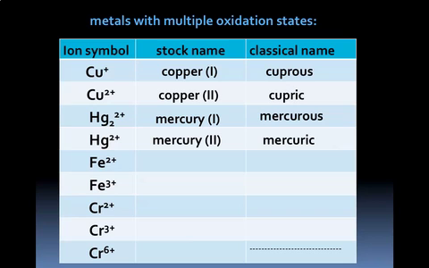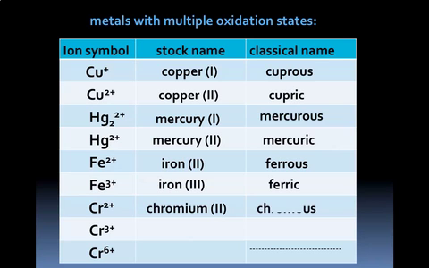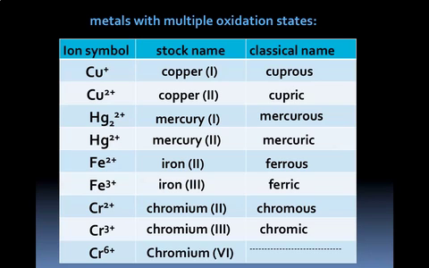Okay, Fe is iron, so it's going to be iron 2, and the Latin word for iron is fer, so we're going to have ferrous. Okay, and then Fe +3 is iron 3, and we'll see ferric. Okay, Cr is chromium, so we have chromium 2, and that's chromous. And then Cr +3 is chromium 3, or chromic. Okay, so again, they can either use the stock name or the classical name. You need to be able to recognize both. Finally, chromium 6+. We're not going to have a classical name for that one. We're just going to use the stock name, which would be chromium 6.